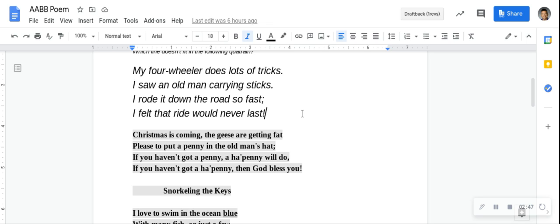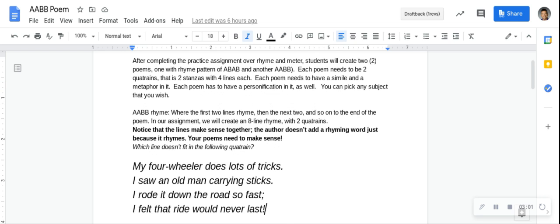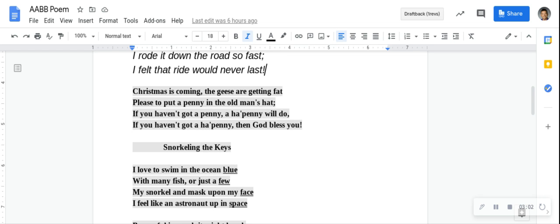So you need to have 2 of those for each poem. So a total of 8 lines on each poem. You have to have a simile and a metaphor. You also have to have personification in it as well. You can pick any subject that you wish on any of them. Okay, so you'll practice on these.